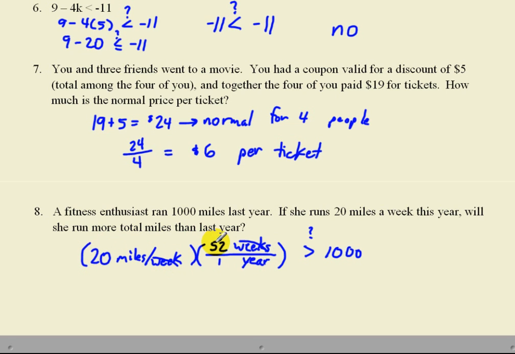And when we take 20 times 52, 20 times 50 would give us 1,000, and then we're going to have another 2 times 20. So this would give us 1,040 miles per year, which is indeed greater than 1,000. So yes, she is going to run more total miles this year than last year. So there you have it with setting up equations and inequalities. Good luck.